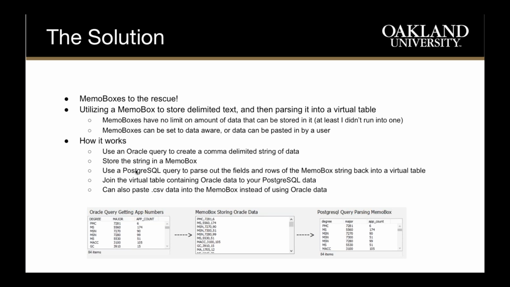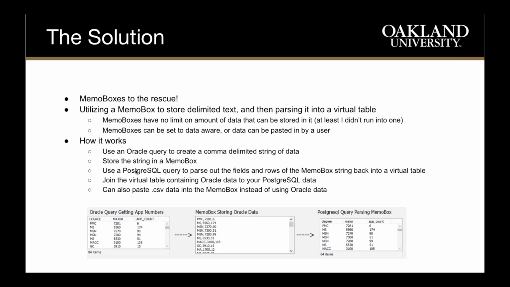So the solution that I came up with is to utilize memo boxes. Memo boxes can store delimited text, and then what we're going to do with that is parse it into a virtual table. I found out that memo boxes don't really have a limit on the amount of data that can be stored in them, or at least I didn't run into one, which I was surprised, but that was a pleasant surprise. Memo boxes can be set to data aware, or users can actually paste data from a CSV file straight into a memo box.